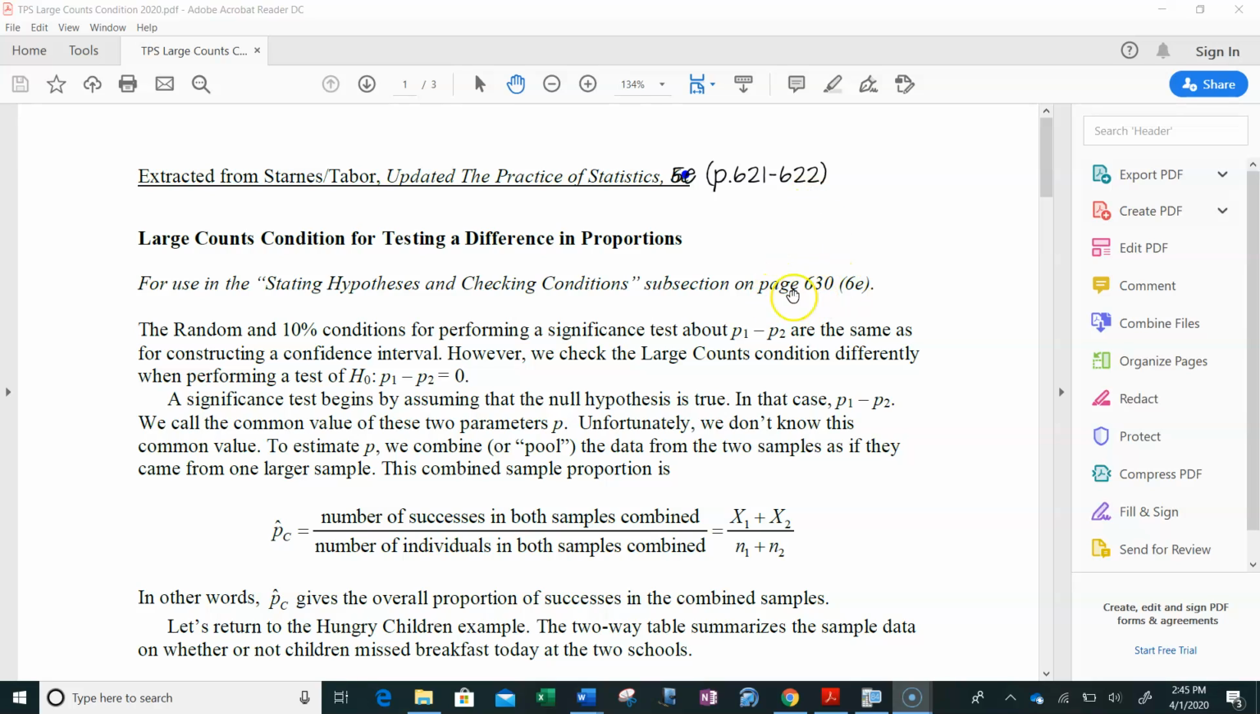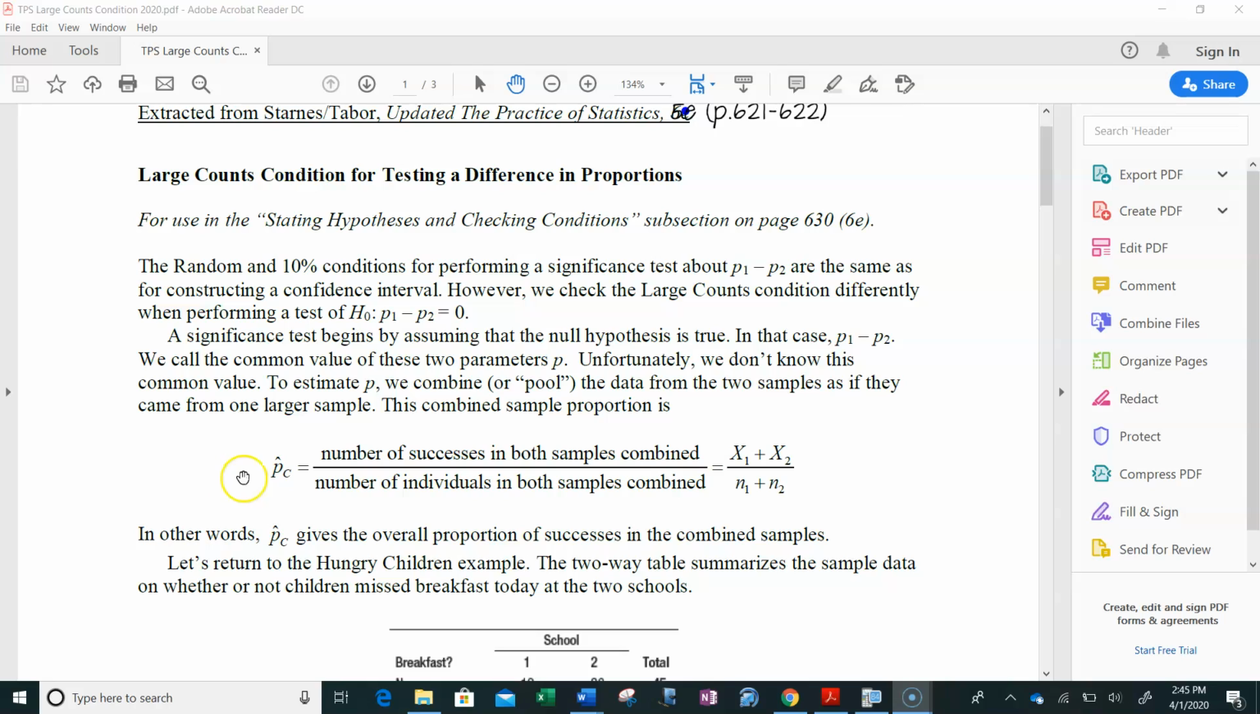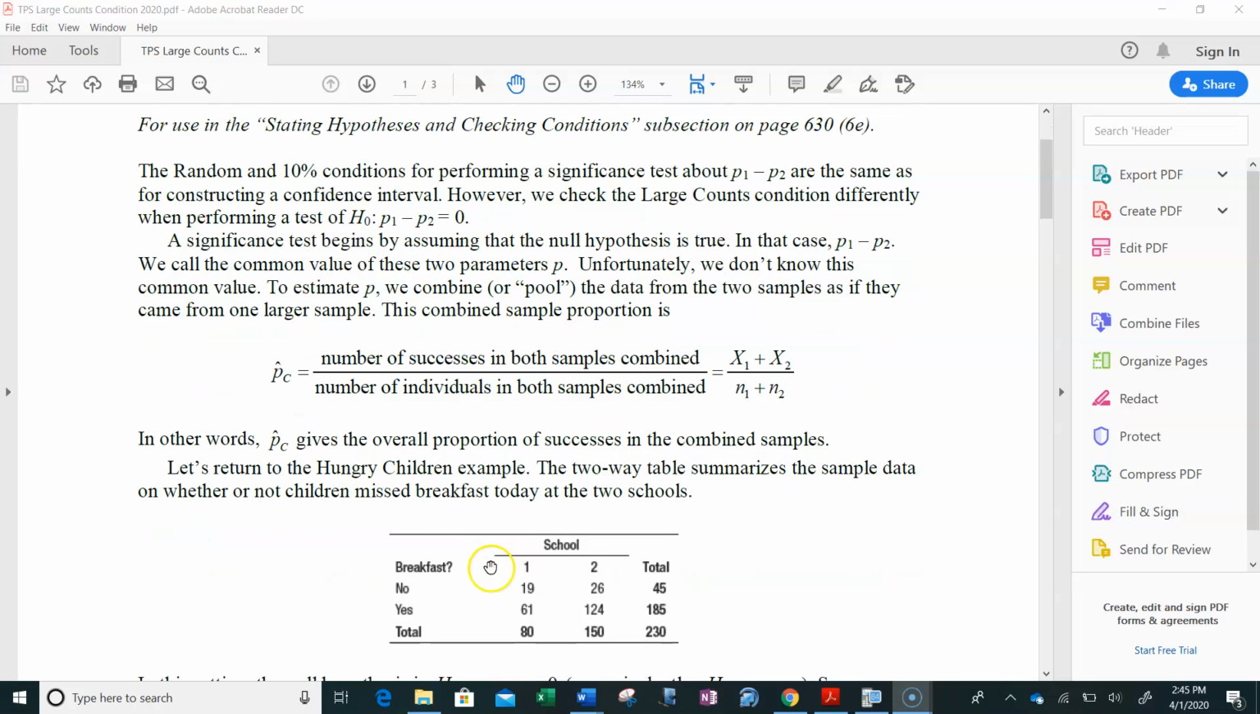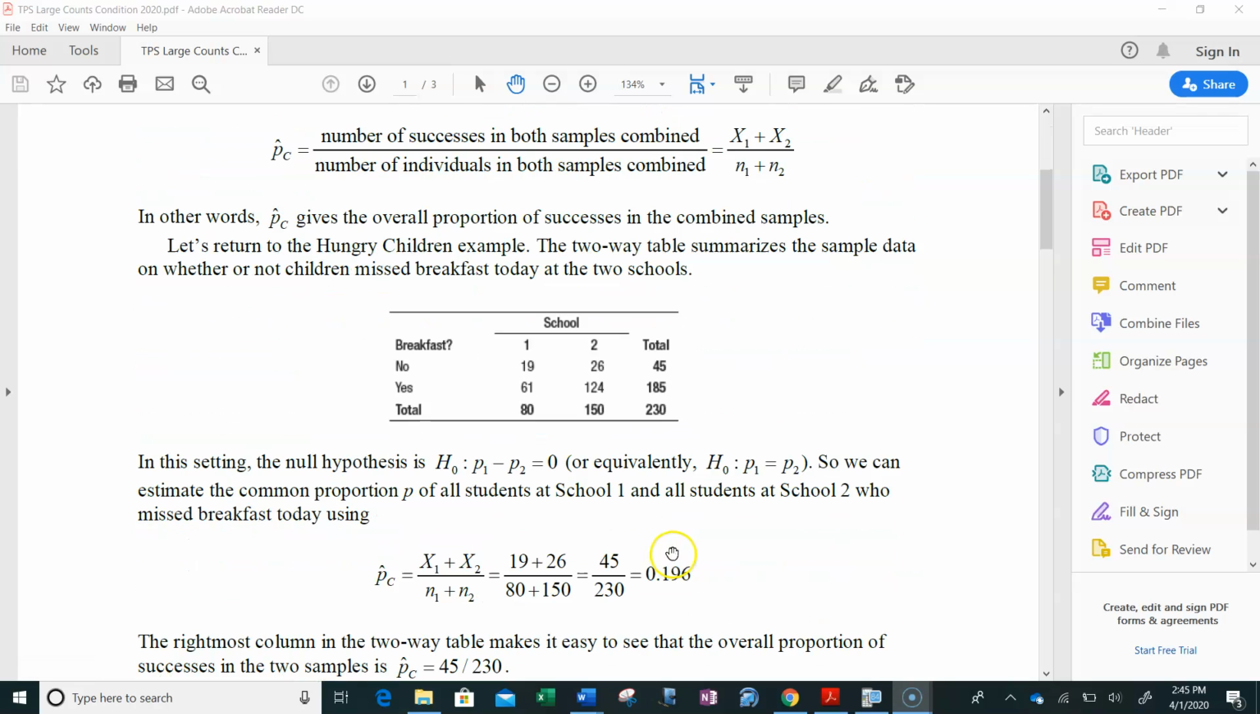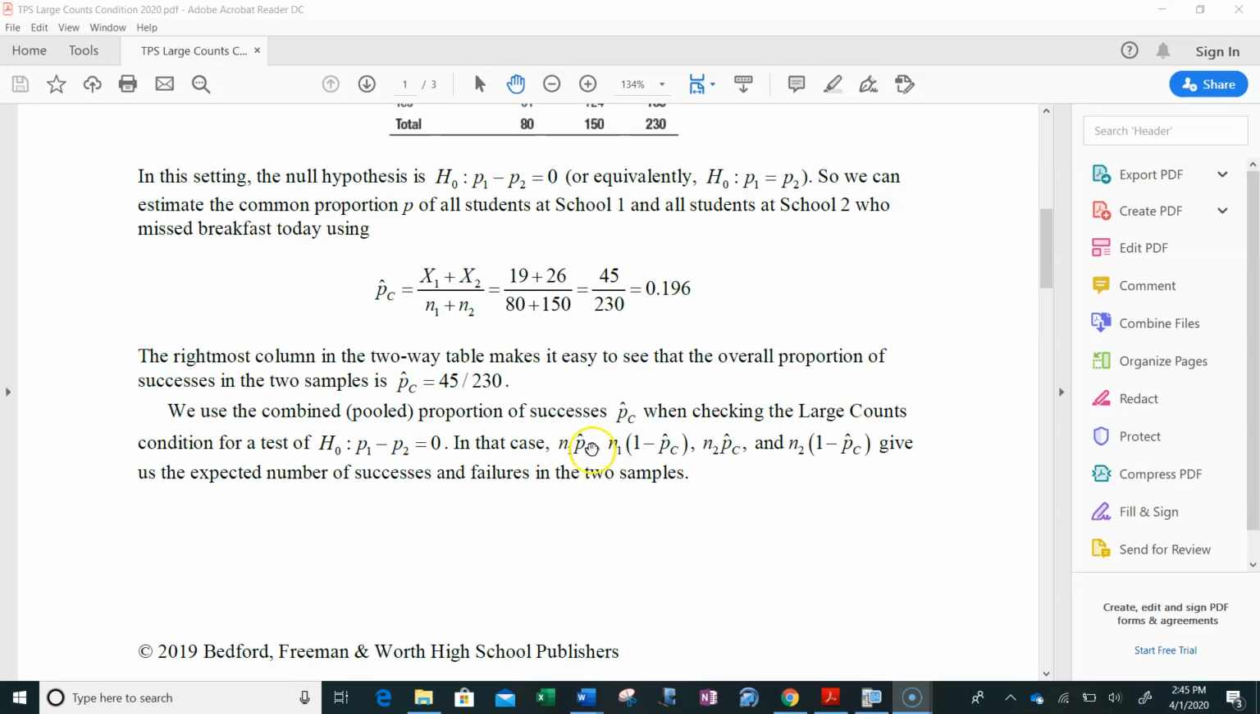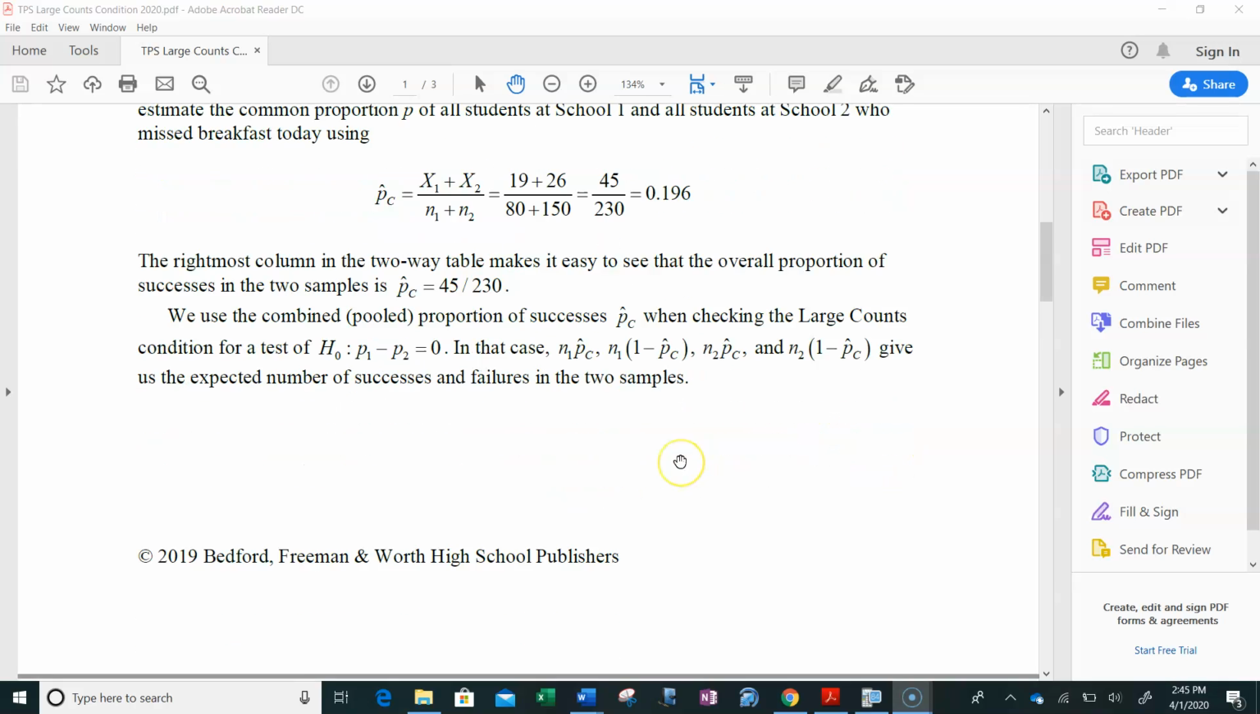The book numbers here are different because this is from the 6th edition and we have the 5th edition, but it's the same thing as our book on page 621 and 622. So again, it defines what the combined or pooled sample proportion is. This is the same example as in the book. The difference is this part right here, and it's going to be different in your book, so make sure that you get this large counts part correctly.